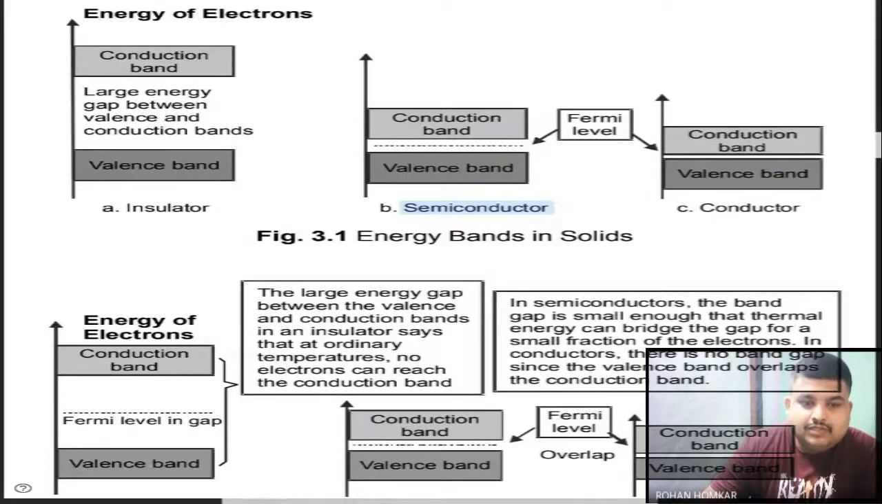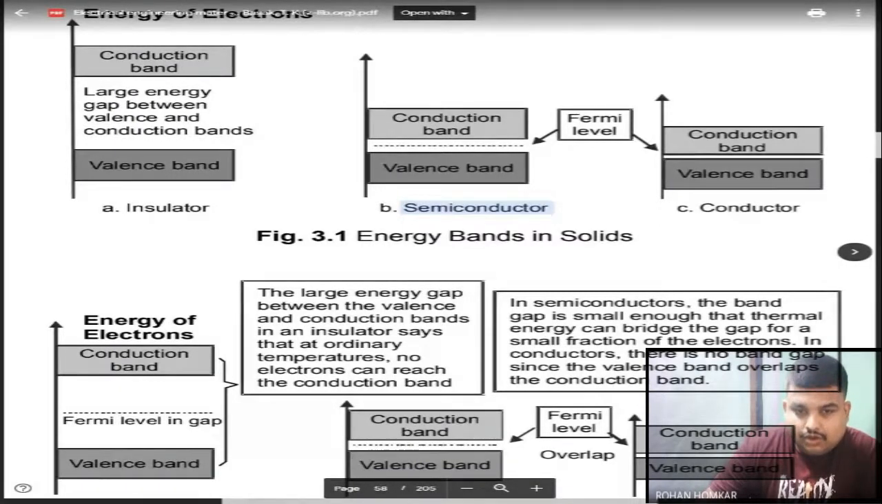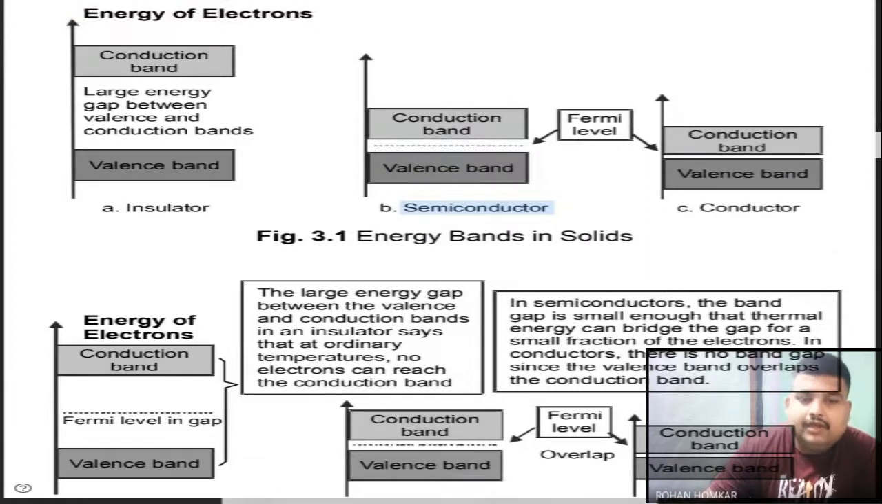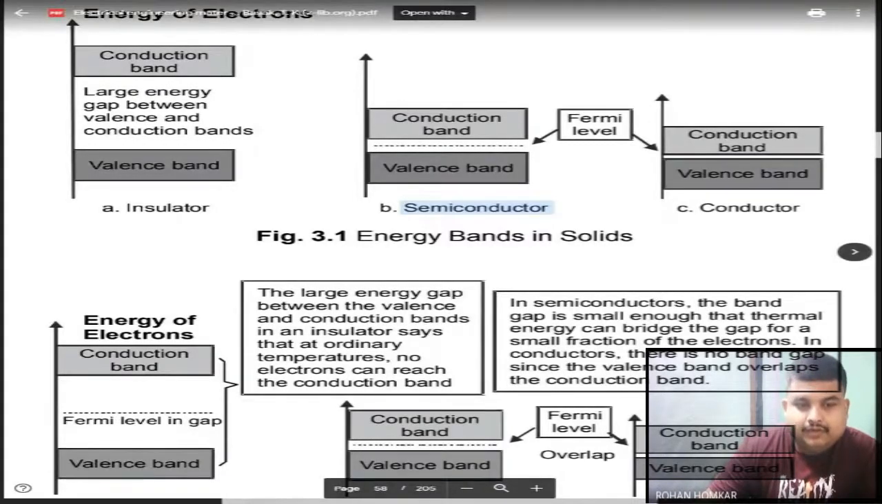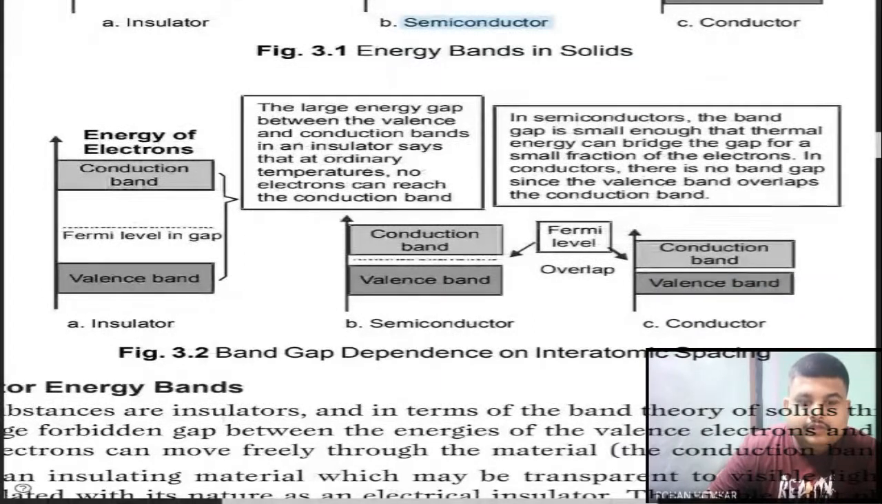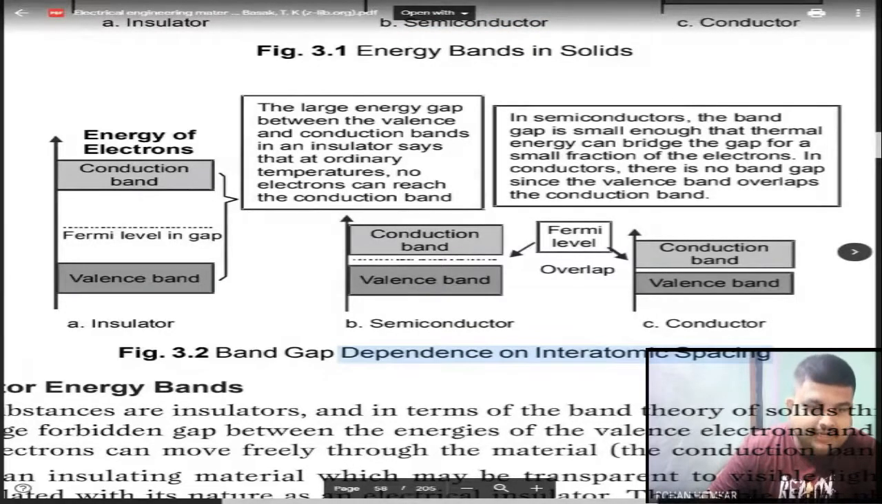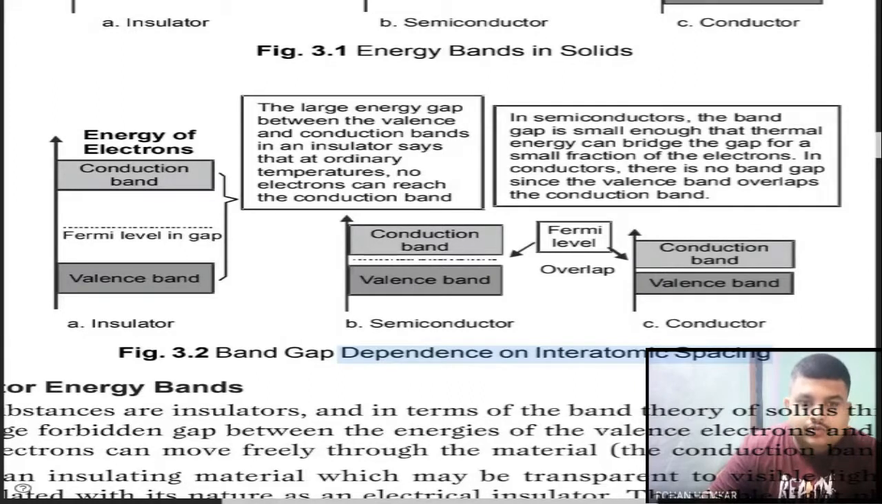Okay, and because of this gap, we are in a position where we can overlap these bands and either make this material a conductor, or we can increase this energy gap and by which we can make this material act as an insulator. Now, this energy band gap is dependent on the interatomic spacing and how we are going to change that for our semiconductor.